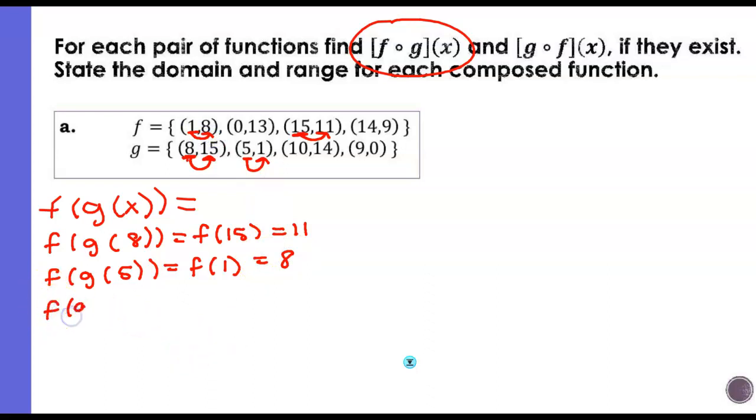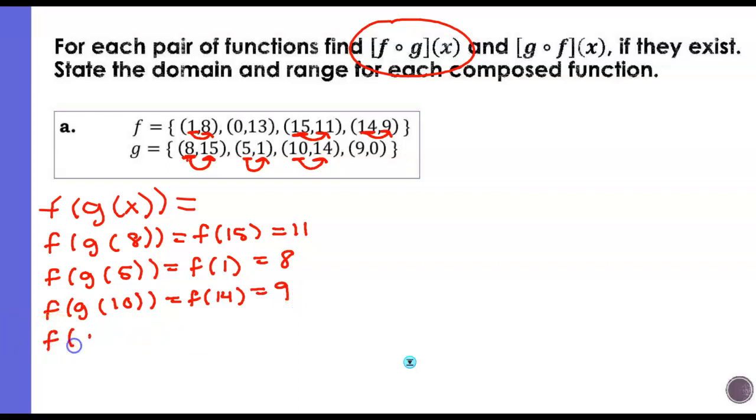Next one, I'm going to do f of g of 10. So I'm going to start out by finding g of 10. G of 10 is 14. So that means I need to find f of 14, which is 9.